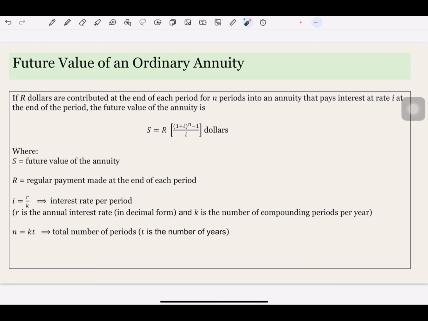So this formula shows how both your contributions and the interest earned on those contributions work together to grow your investments over time. The longer you invest and the more frequently you contribute, the more the future value increases, especially with compound interest doing its job behind the scenes. Okay, so now let's try some examples.